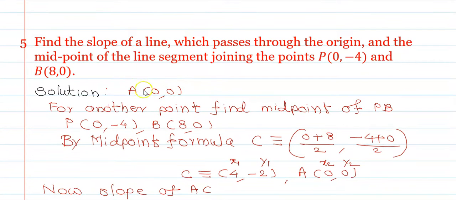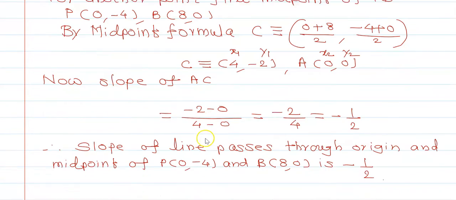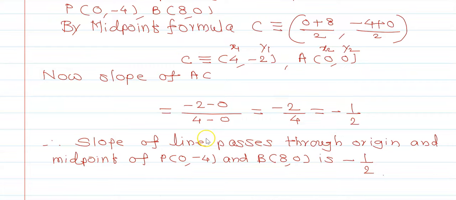The first point is the origin, another point, find out the midpoint, then the slope of AC, and this is the answer.